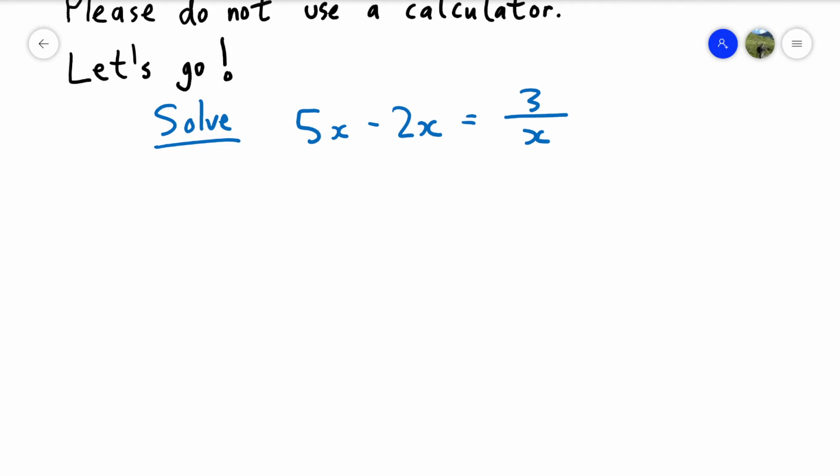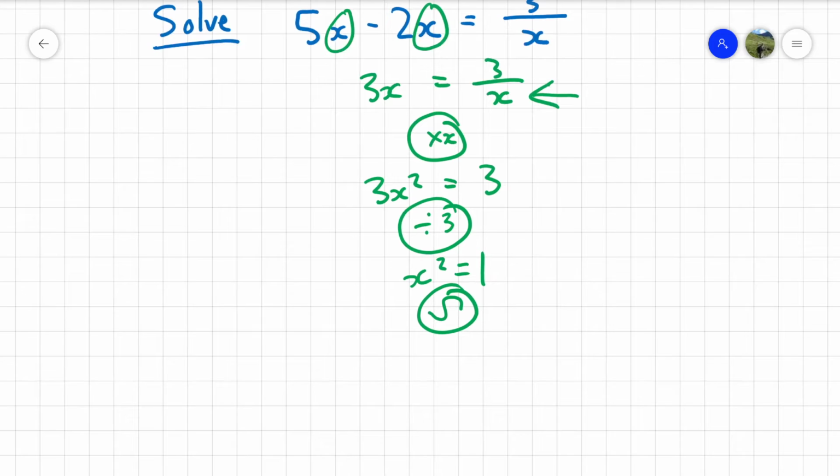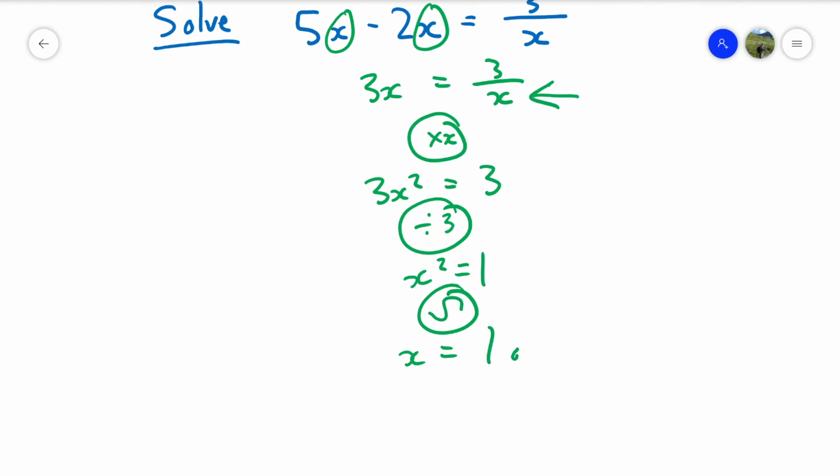So 5x, they're both just x's, so we can combine them. So that'd be 3x equals 3 over x. I don't like that fraction, I'm going to get rid of it. Times by x. 3x squared equals 3. Let's divide both sides by 3. x squared equals 1. Let's now square root both sides. x equals 1 or minus 1.